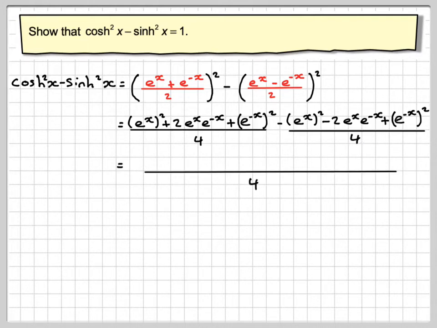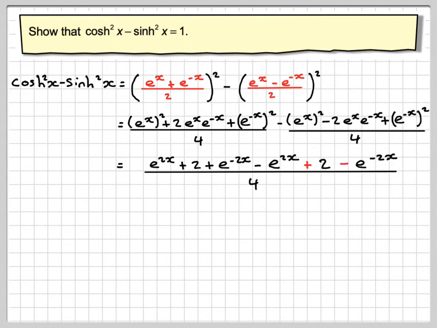So putting it all over 4, we get e to the 2x. The e to the x times e to the minus x is like doing e to the x divided by e to the x, so it just gives you 1. So we just get 2 there. Plus e to the minus 2x minus e to the 2x, and if we take a minus and a minus, it becomes plus 2. These two will become 1. And then minus e to the minus 2x.